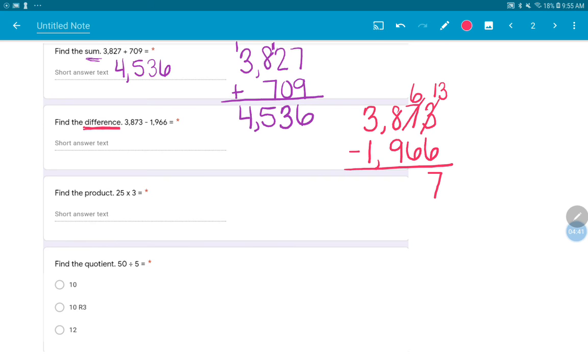I'm going to go to my tens place. 6 minus 6 is 0. Then in my hundreds, I have 8 minus 9. I can't do that. So I'm going to borrow. Make that a 2. My 8 becomes 18. 18 minus 9 is 9. And then 2 minus 1 is 1. So my answer is 1,907.